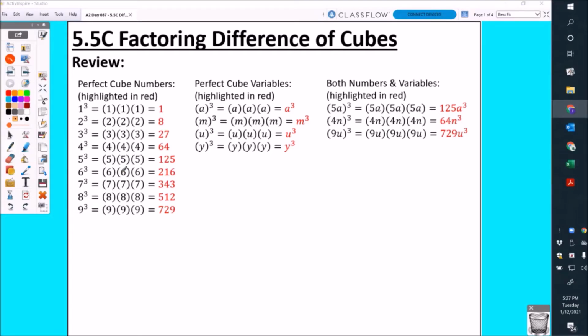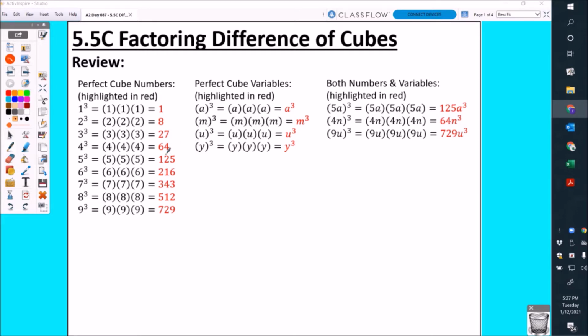Hi, welcome to section 5.5C, factoring difference of cubes. This section is going to be very similar to the previous section, factoring sum of cubes. So we're going to go straight into the examples.